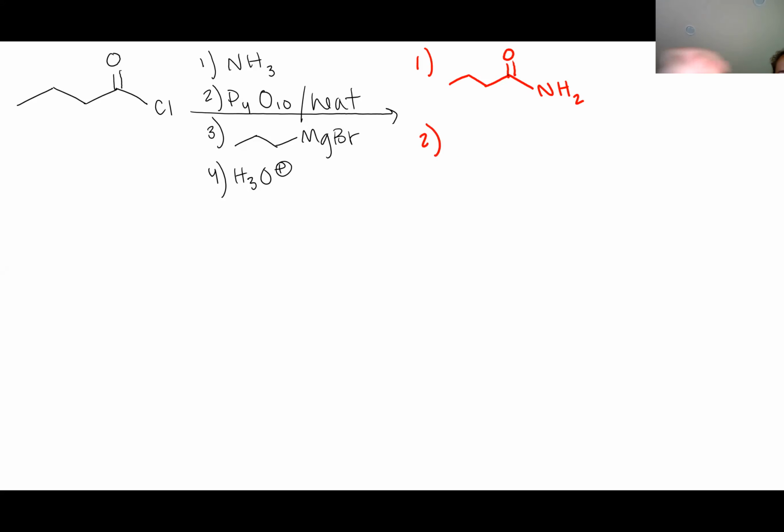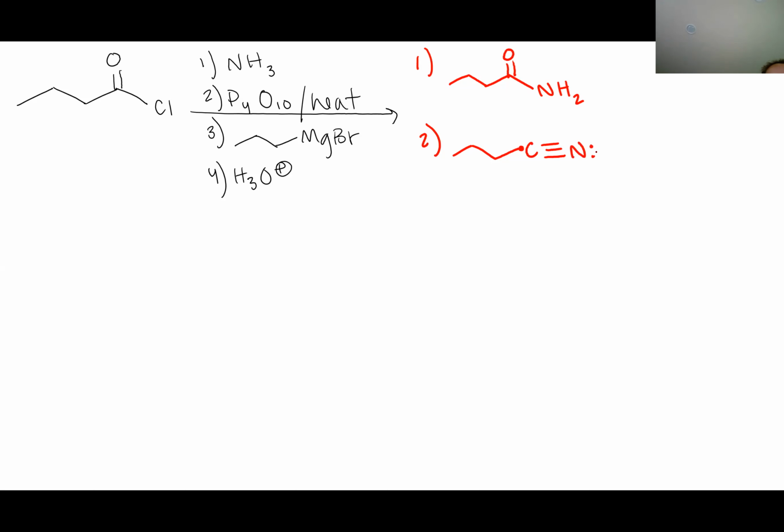Okay, so the key thing here to be careful about is to make sure that you have the right number of carbons. So make sure that you keep that carbon number 4. And if you want to write in the letter C to help you out, you can. So we're making a nitrile.